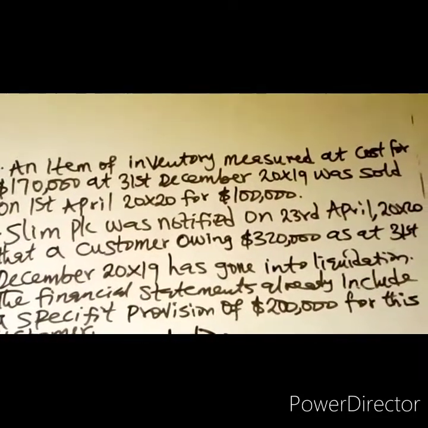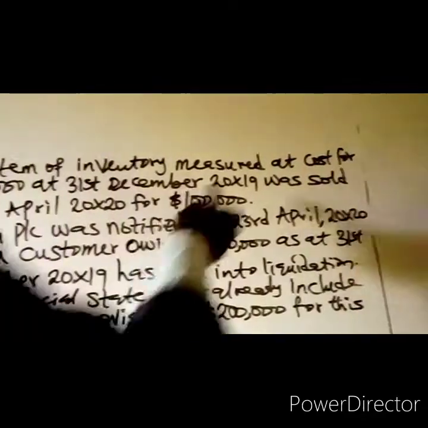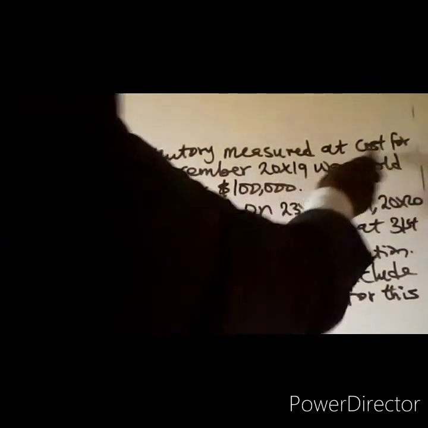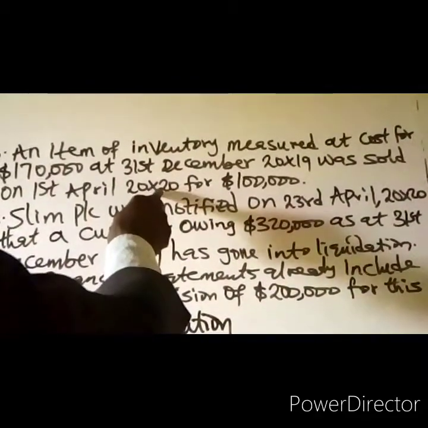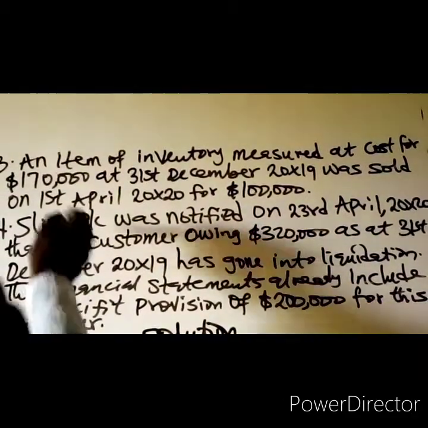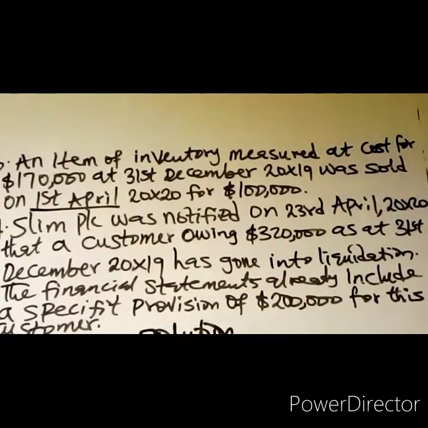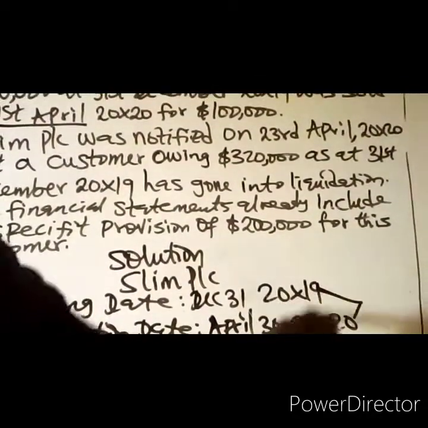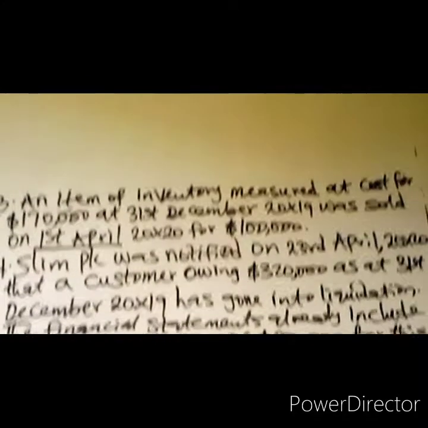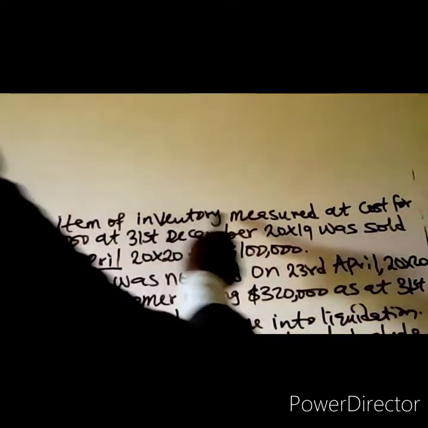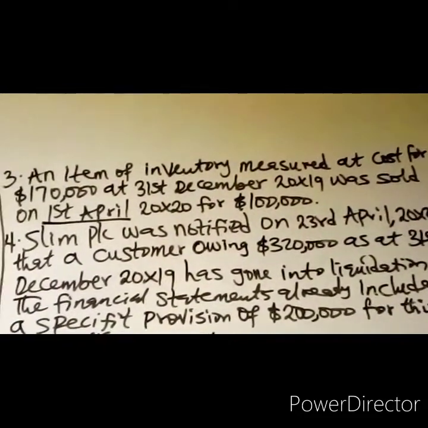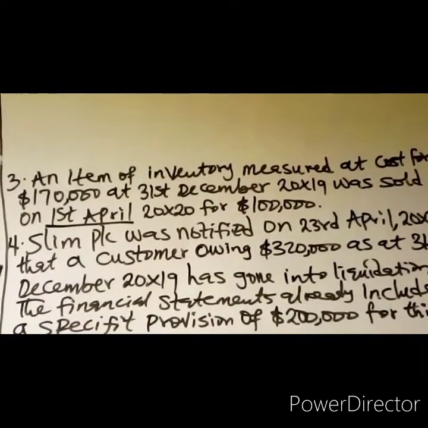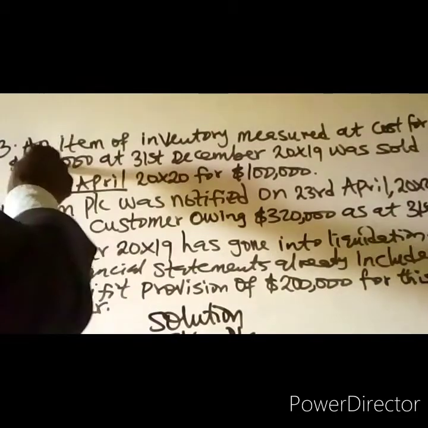Three, an item of inventory measured at cost for $170,000 at 31st December 2019 was sold on 1st April 2020 for $100,000. The sale was made on 1st April 2020, and the authorization date is 30th April 2020. It is within the scope of IAS 10, so it is an event after the reporting period. IAS 2 requires that inventory should be measured at the lower of cost or net realizable value, and it was measured at cost.